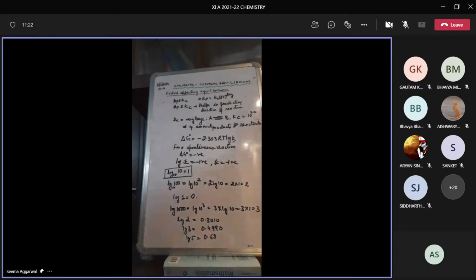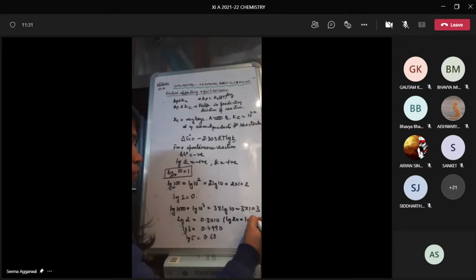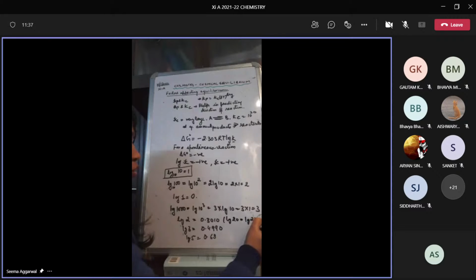Now, suppose you have to calculate log 20. Log 20 means log of 2 into 10, because 20 means 2 into 10. So it means log 2.